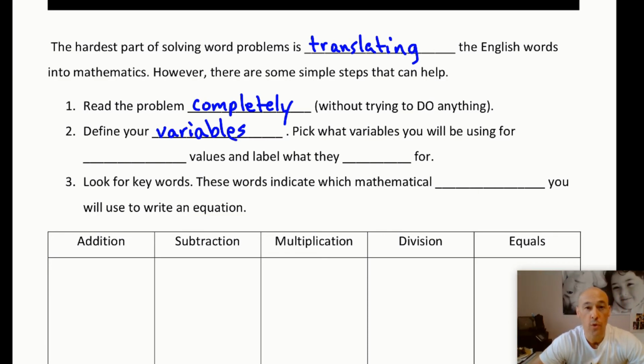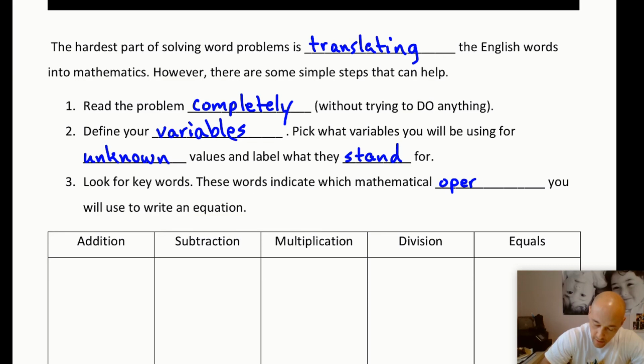Pick what variables you will be using for unknown values and label what they stand for or what they mean. Look for keywords. These words indicate which mathematical operations you will use to write an equation. So let's look at some of those keywords now.